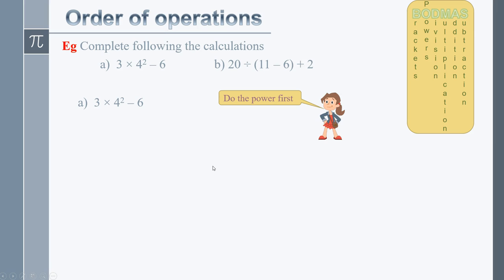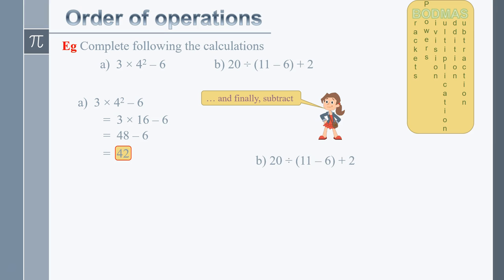Okay, so what are we going to do? We're going to do the powers first. So 4 squared is 16, because 4 squared is 4 times 4, which is 16. Now our sum looks like this. So now we've got to decide what are we going to do first. Are we going to do the multiply or the subtract? So we have a look up here. Yeah, well, the M comes before the S. So we're going to do the multiply first. So 3 times 16, that's 48. And then finally, we've got to do the subtracting. So our answer is 42. Did you get it right? I hope so. Let's go and have a look at part B.